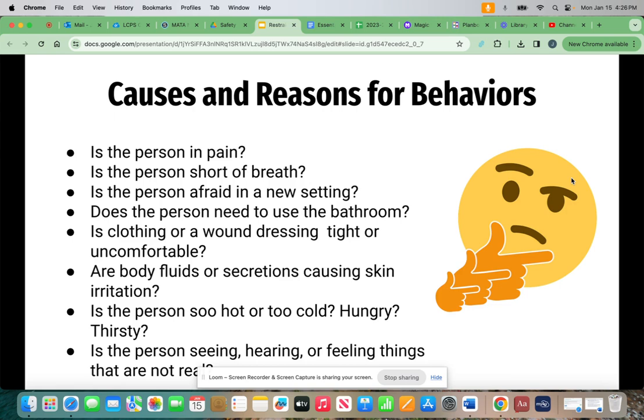Is their clothing or wound dressing tight or uncomfortable? Are body fluids or secretions causing skin irritation? Is the person too hot or too cold, hungry or thirsty? Is the person seeing, hearing, or feeling things that are not real?